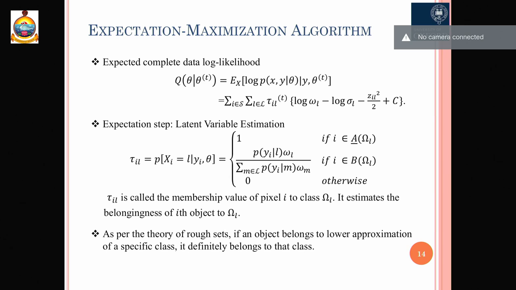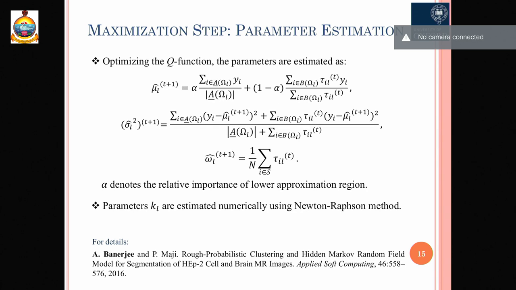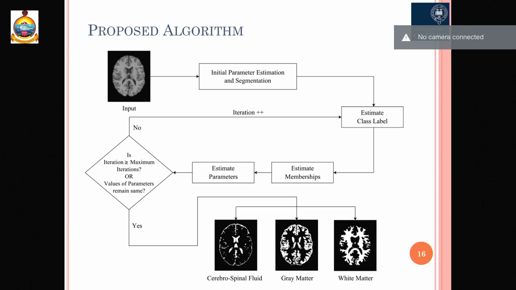Again, in the rough set, if the object belongs to the lower approximation region, it definitely belongs. So set the membership as one, and this is the estimation of the parameters, like mu and sigma. I didn't write the k, because k does not give a closed form solution. It is actually a numerical solution that we have to use. For details, you can read the paper.